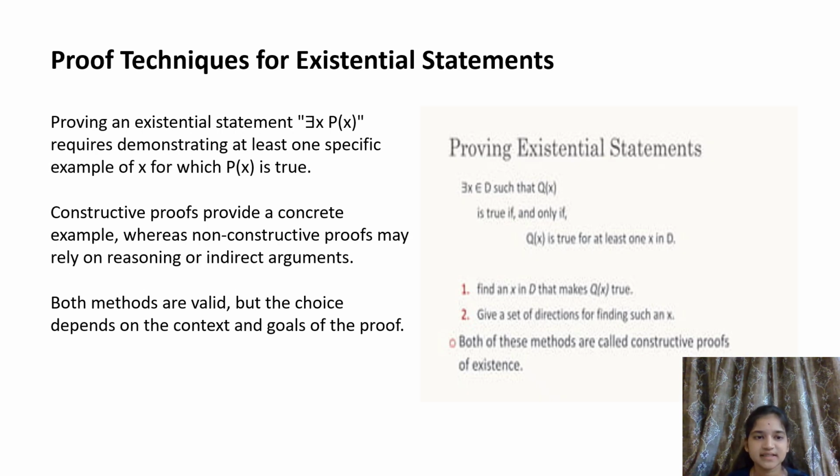For existential statements, proving an existential statement, there exists x such that p of x, requires demonstrating at least one specific example of x for which p of x is true. Constructive proofs provide a concrete example, whereas non-constructive proofs may rely on indirect arguments. Both methods are valid, but the choice depends on the context and goals of the proof.